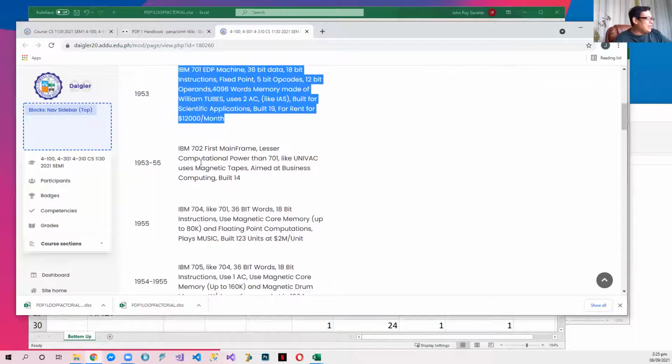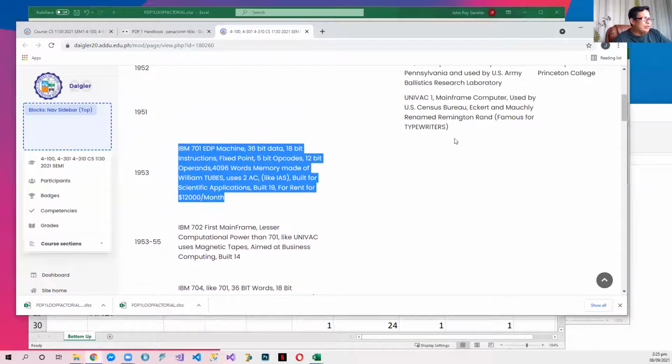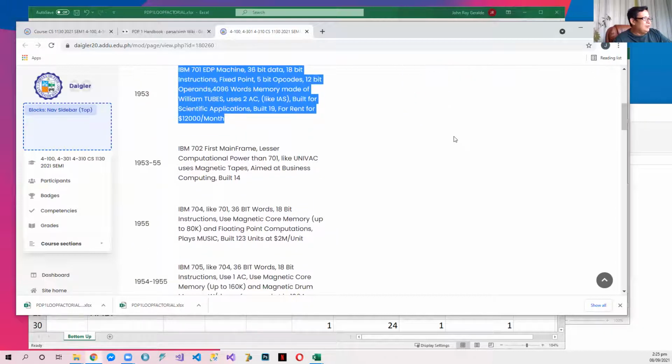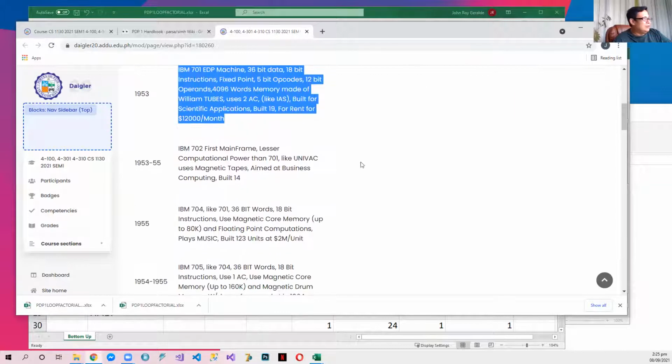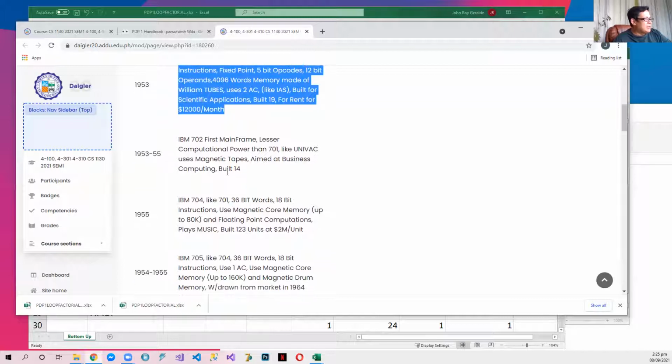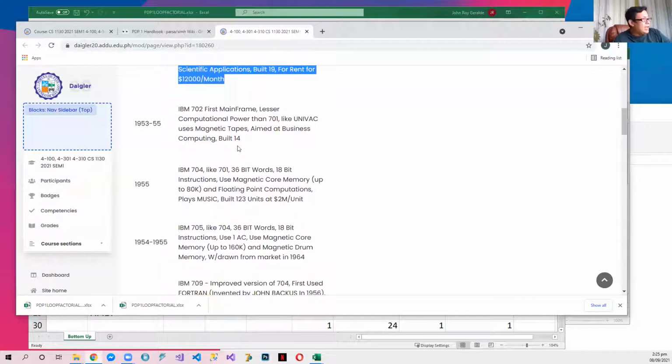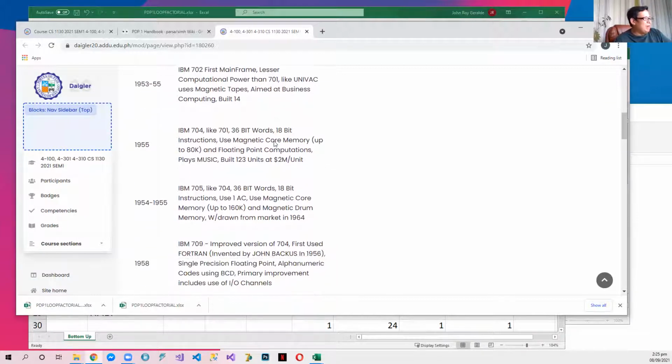In 1953 to 1955, IBM made a lesser version of the 701 that could compete with the UNIVAC, because the UNIVAC uses magnetic tapes. So IBM released the 702 so that it could compete with UNIVAC. It's much lesser, but they built 14. They didn't say how much they sold it for, but it was millions during that time.